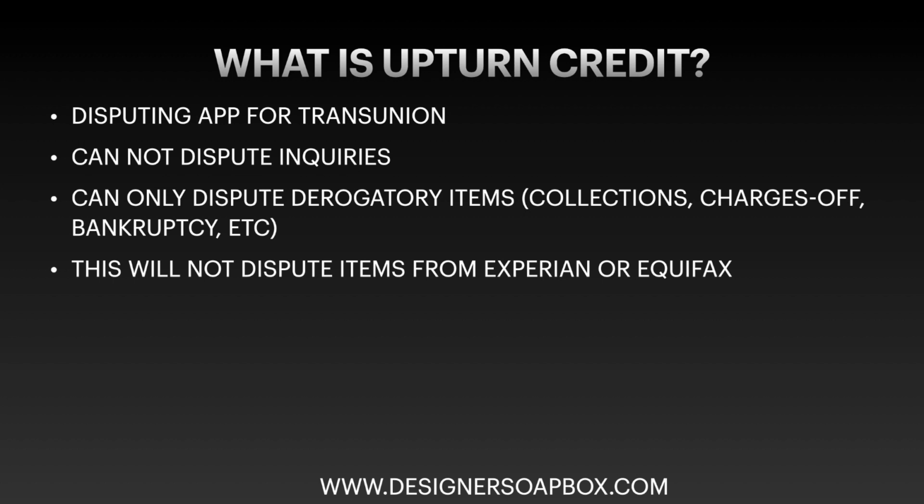Basically, you cannot dispute inquiries. However, you can dispute derogatory items such as collections, charge-offs, bankruptcies, anything that is affecting your credit score or your credit report. It just can't be inquiries. So any derogatory accounts that are in the negative, this is what you use Upturn Credit for. This will not dispute items for Experian or Equifax, but it will dispute the items on your TransUnion credit report because Upturn is partnered with TransUnion. So it's basically a disputing app for TransUnion.